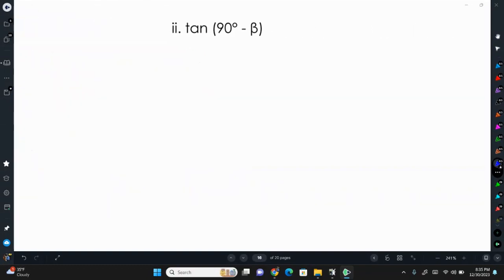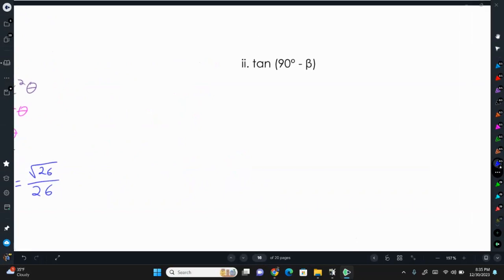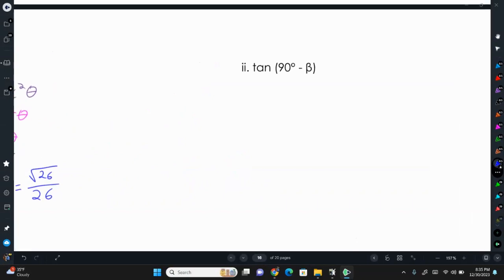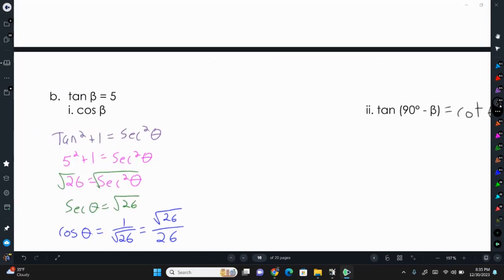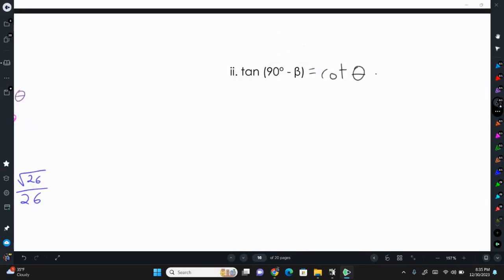Then example, part 2, the tangent of 90 degrees minus the angle. Well, we know from our cofunction identities that this is equal to the cotangent of theta. Well, cotangent is 1 over the tangent, and we know that the tangent is 5, so this is going to be 1 over 5.